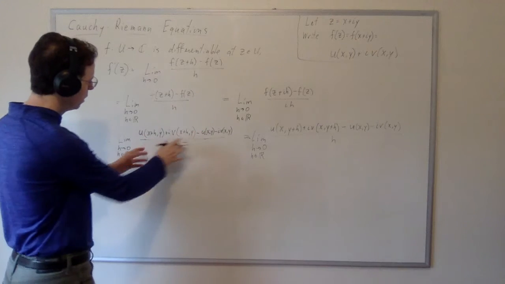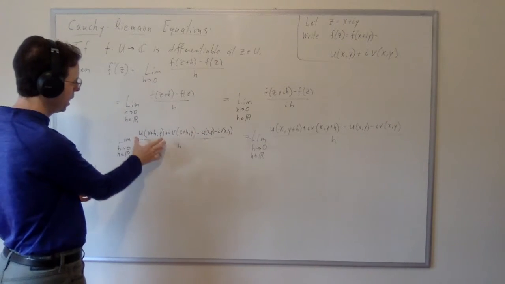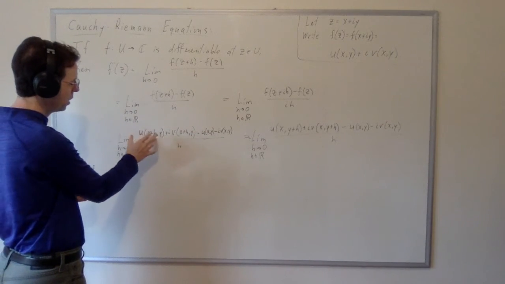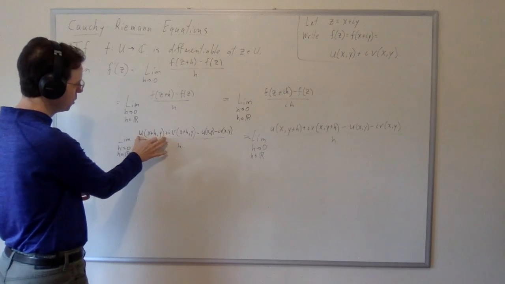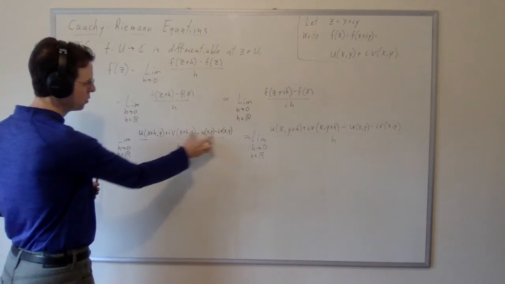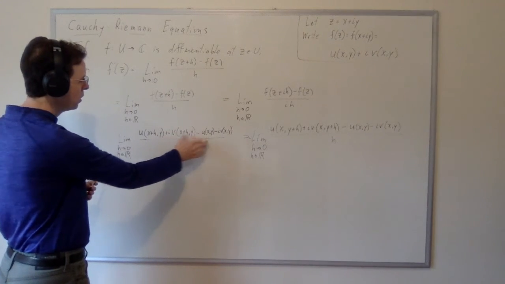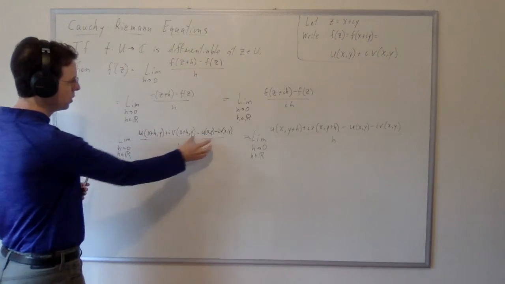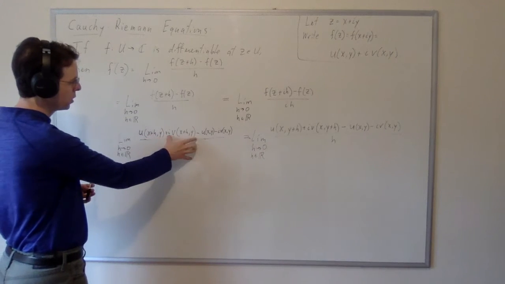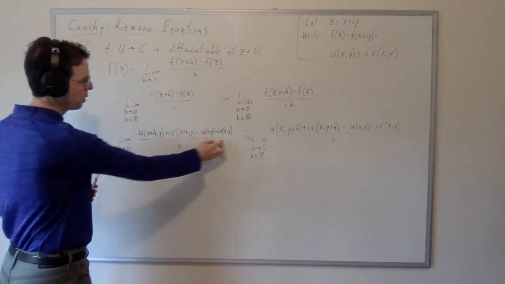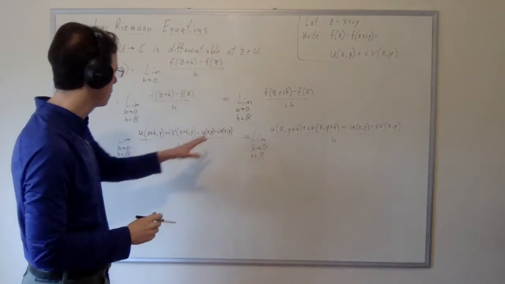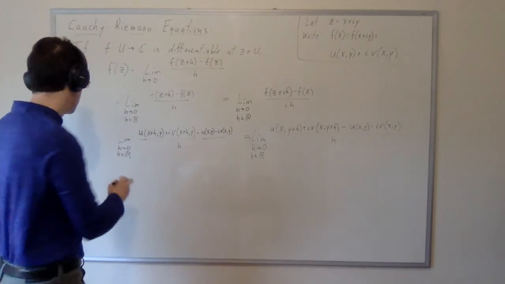Now, this limit has a u contribution here and here, but it also has a v contribution here and here. And multiplying v, we always have this imaginary number i. u is a real valued function, v is a real valued function multiplied by i, and v is a real valued function here multiplied by i. And so this whole thing can be separated.